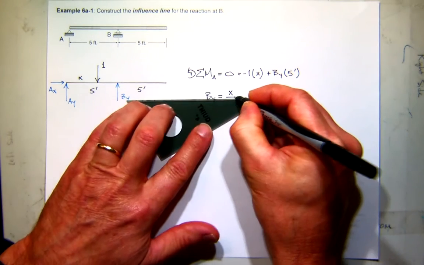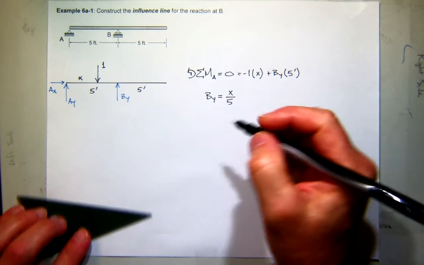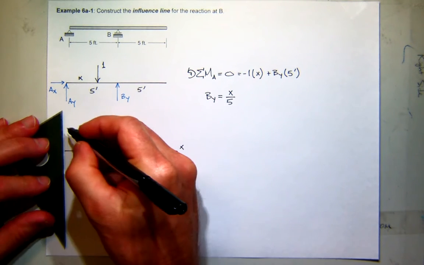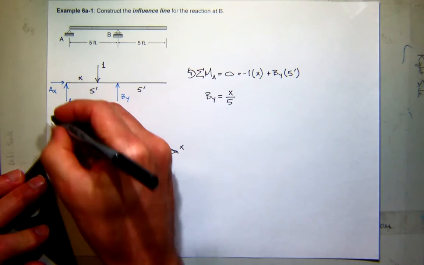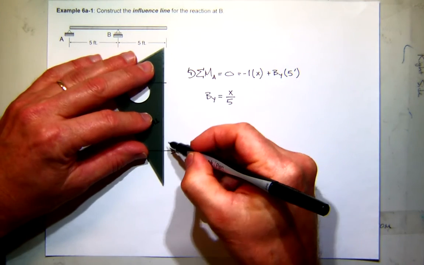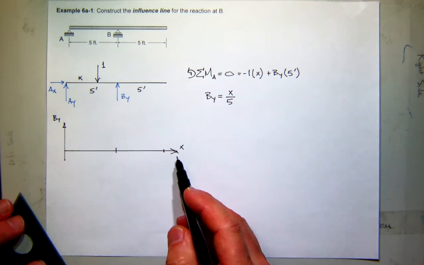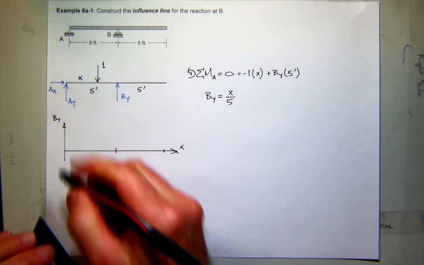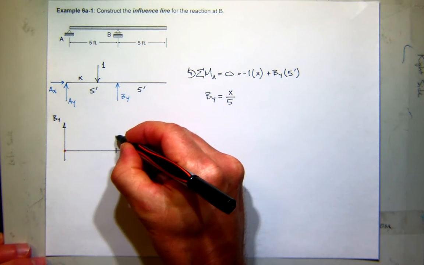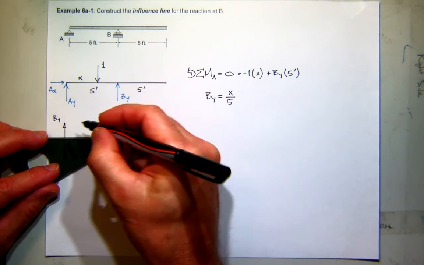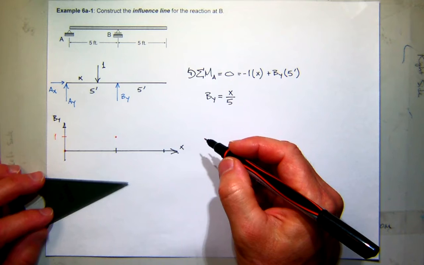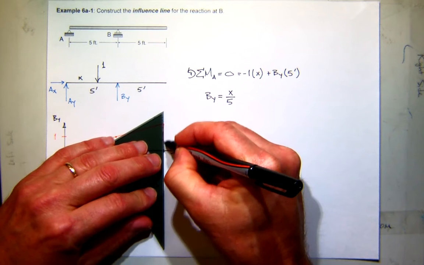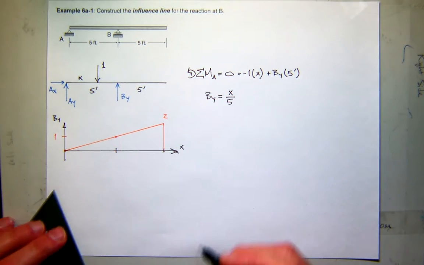Is that right? So let's plot that. Here's x, and on the ordinate I'll say this is By, and it's going to be a function of this distance. So I put in x equals 0, what do I get? 0. I put in x equal 5, what do I get? I get 1. I put in x equal 10, what do I get? I get 2. So there's my influence line with a maximum value of 2.